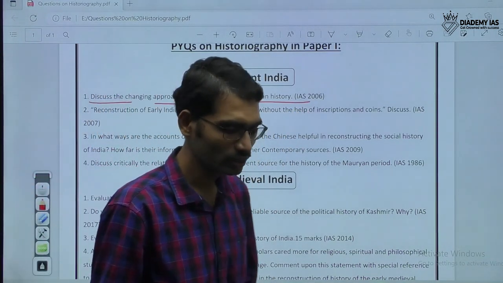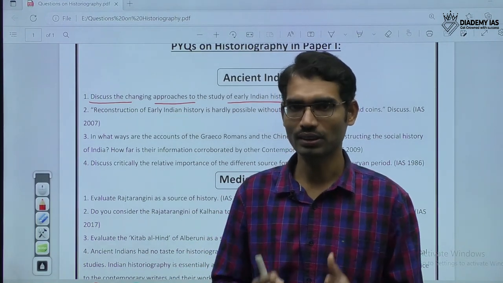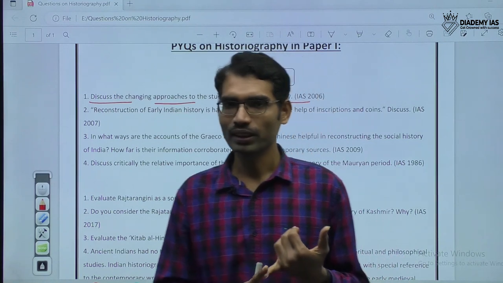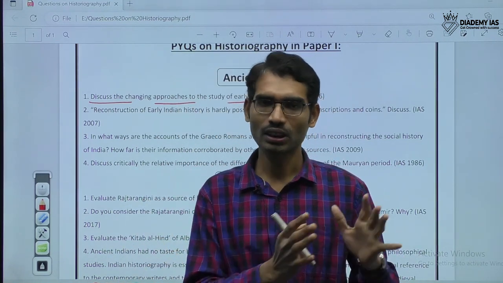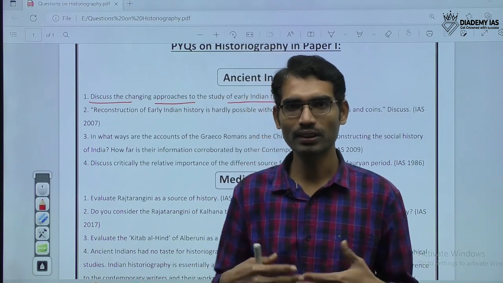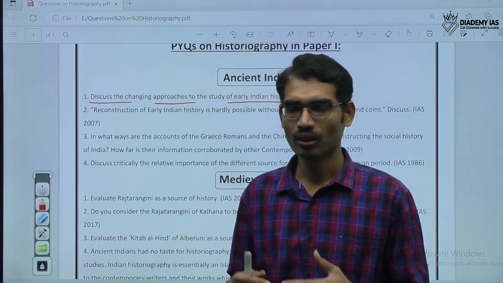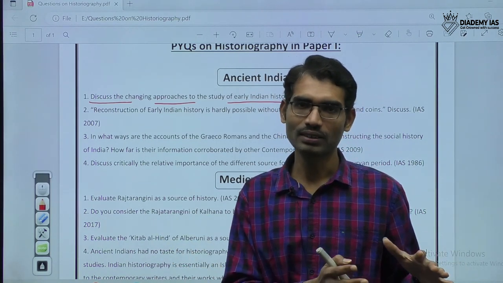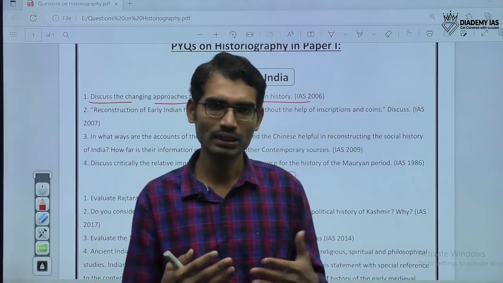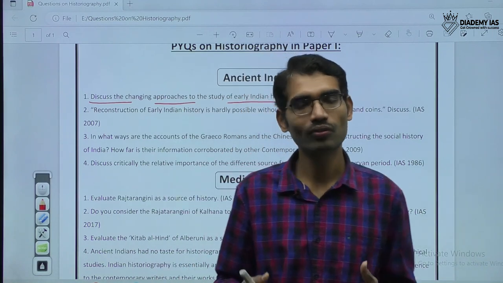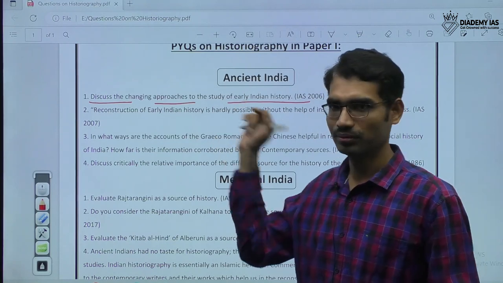So it is asking about how different approaches emerged to study Indian history. There are different interpretations. For example, during the British time period, British colonial people interpreted Indian history in a way that suits their narrative. So they projected Indians as degrading people. They don't know how to rule themselves. They are always dependent on outsiders to rule or for the progress of India. So it suits their narrative.